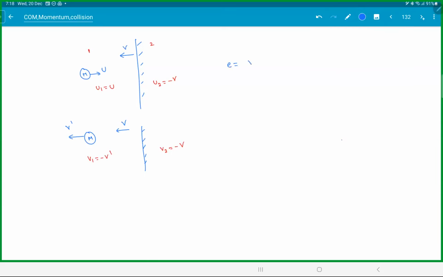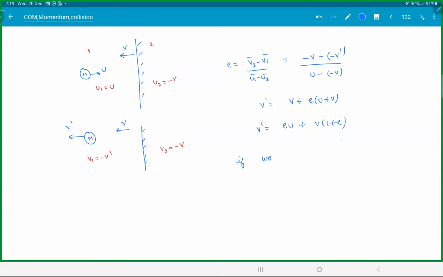So E is equal to V2 minus V1 bar by U1 minus U2 bar. Right is positive, left is negative. So V2 is minus V, minus of minus V dash, by U1 is U minus of minus V. So we get V dash is equal to V plus E times U plus V. Or V dash is equal to EU plus V into 1 plus E. That's your general formula for a constant wall.